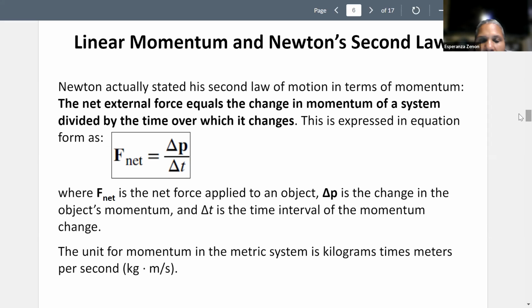Be careful, because a lot of times students make the mistake of saying this is force. Momentum is not force. Momentum is kilogram meters per second. Force is kilogram meters per second squared, right? Although the change in momentum is related to force, be careful, because momentum by itself is not force, okay?